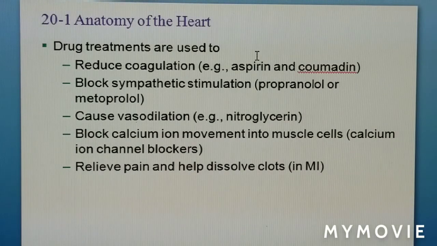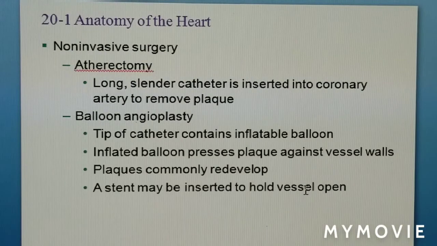Drug treatments are used to reduce coagulation, block sympathetic stimulation, cause vasodilation, block calcium ion movement into the muscle cells, relieve pain, and help dissolve clots. Non-invasive surgery, atherectomy. A long, slender catheter is inserted into the coronary artery to remove plaque. Balloon angioplasty. The tip of a catheter contains an inflatable balloon. The inflated balloon presses plaque against the vessel walls. Plaque commonly redevelops. A stent may be inserted to hold a vessel open.